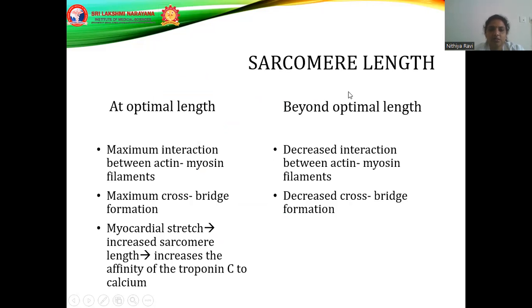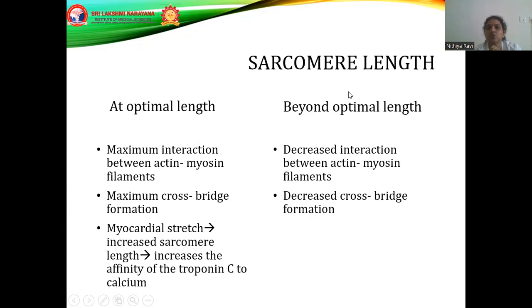At the optimal length, the maximum interaction between actin and the myosin filaments occurs, and therefore there are maximum cross bridge formations. So when the cardiac muscle stretch occurs, there is an increase in the sarcomere length, and this increases the affinity of troponin C to calcium. Whereas beyond the optimal length, when the muscle fiber is stretched, that leads to decreased interaction of the actin and myosin filaments because they are pulled further apart. Okay, so the interaction between actin and myosin will decrease, and there will be a decrease in the cross bridge formations.